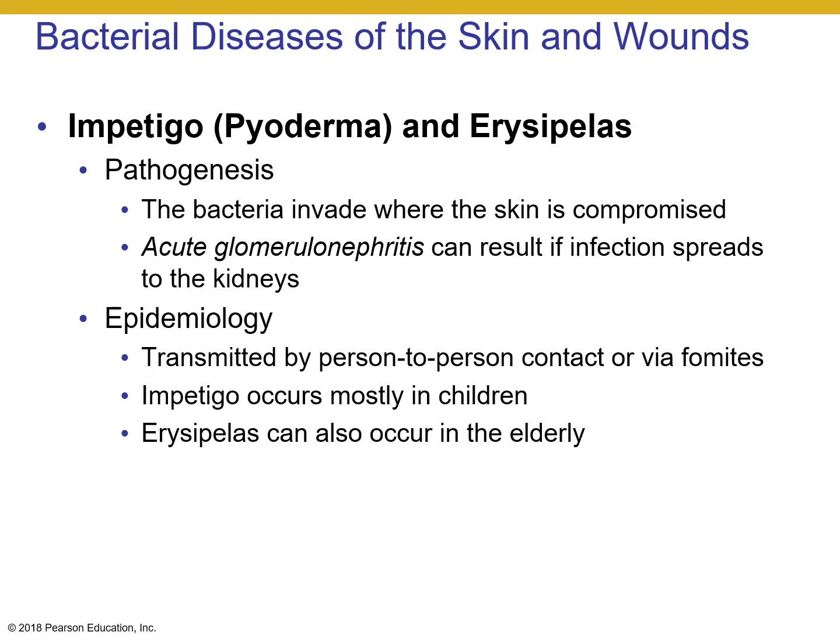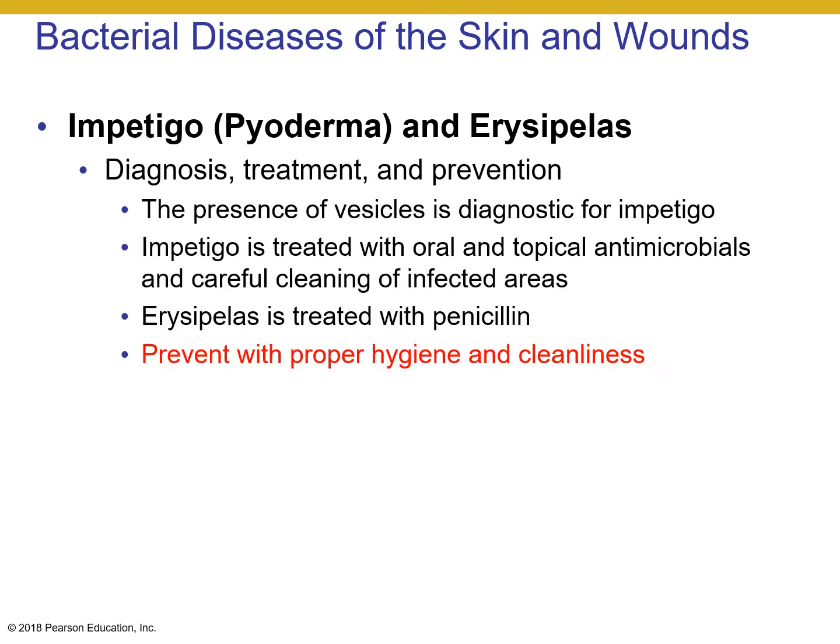When we look at the epidemiology, once again, it spreads person to person or via fomites. This is going to be a reoccurring theme, person to person or fomites. Diagnosis, mainly you see the little leaky pussy vesicles. These can be prevented with hygiene and cleanliness.